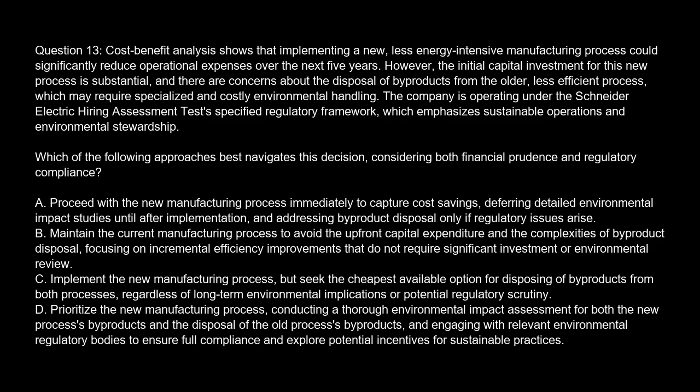Option C. Implement the new manufacturing process, but seek the cheapest available option for disposing of byproducts from both processes, regardless of long-term environmental implications or potential regulatory scrutiny. Option D. Prioritize the new manufacturing process, conducting a thorough environmental impact assessment for both the new process's byproducts and the disposal of the old process's byproducts, and engaging with relevant environmental regulatory bodies to ensure full compliance and explore potential incentives for sustainable practices.